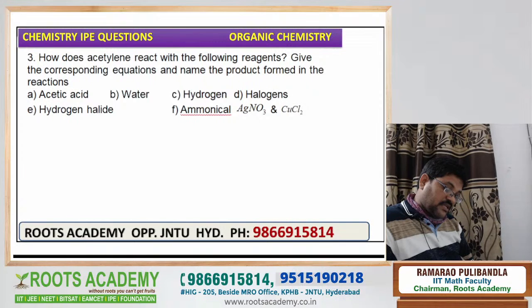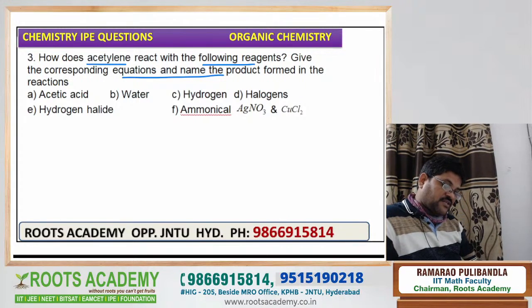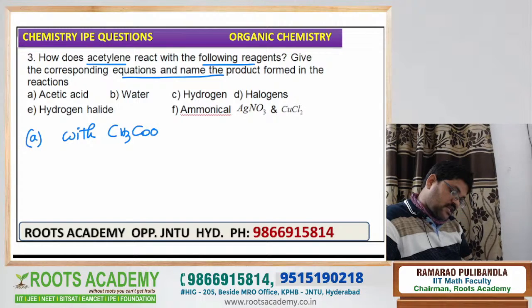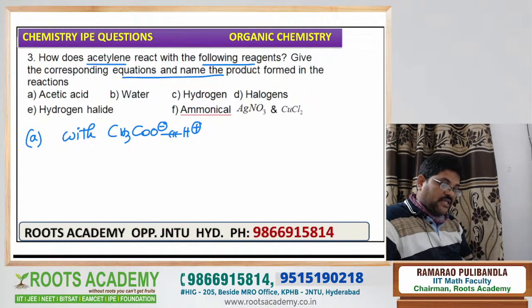How does acetylene react with the following reagents? Give corresponding equations and the name of the product for the following reactions. First one, acetylene reacts with what? Acetylene reacts with acetic acid. What is acetic acid? CH3COOH. Because of the EN difference, what is EN? Electronegativity difference. What do you write? You write O minus and H plus. Understood what I am saying?